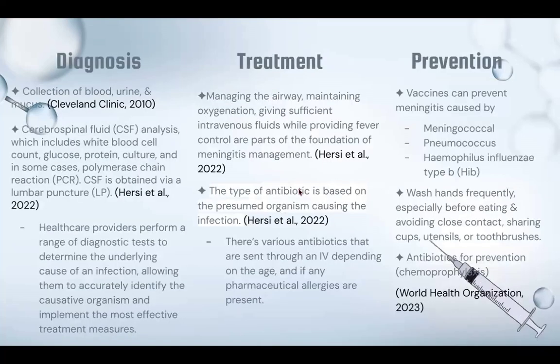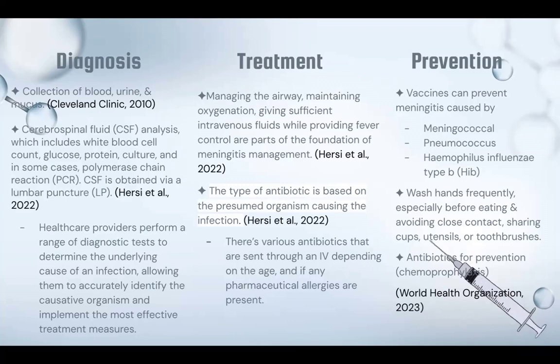Going along. So, the diagnosis of bacterial meningitis: healthcare providers will perform a range of diagnostic tests to determine the underlying cause of an infection, allowing them to accurately identify the causative organism and implement the most effective treatment measures. So by collecting blood and urine, mucus, also performing a cerebrospinal fluid CSF analysis, which also includes white blood cell count, glucose, protein, culture, and in some cases the PCR.